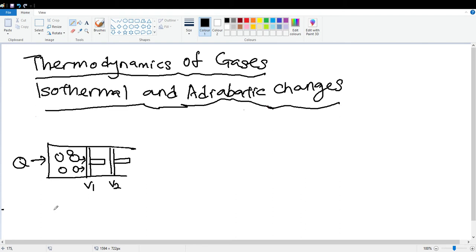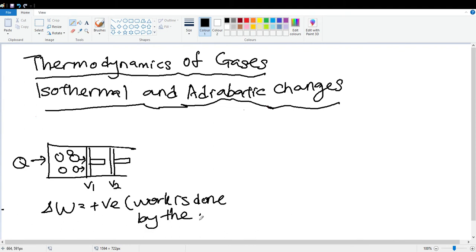In this case, we can say that the work done is positive, which means work is done by the gas. This is what we call the expansion process, expansion.